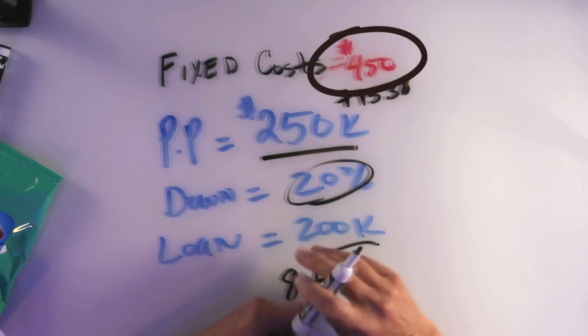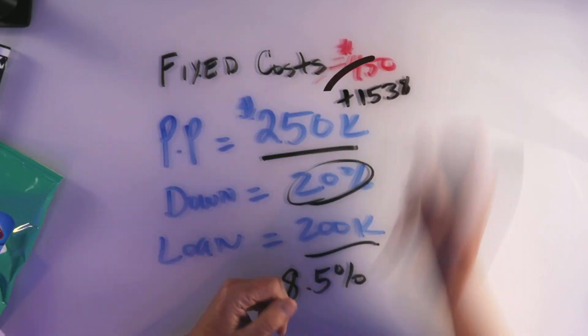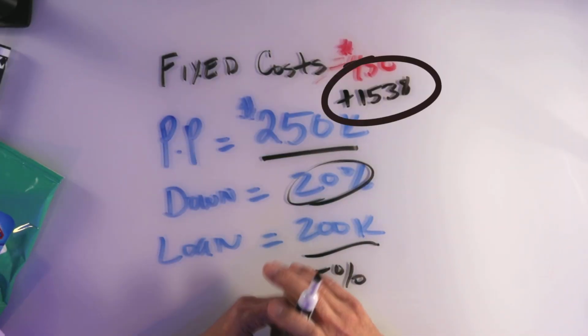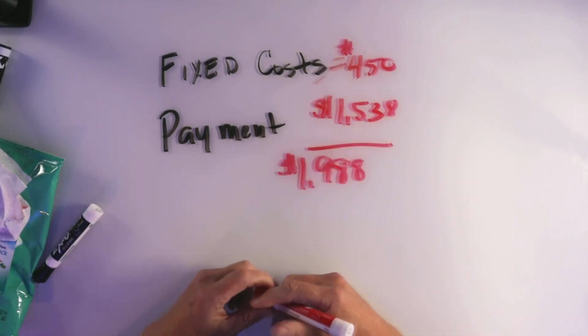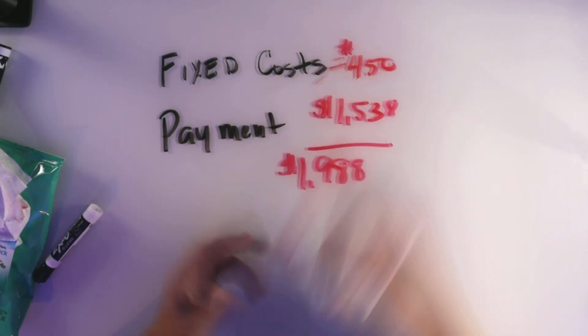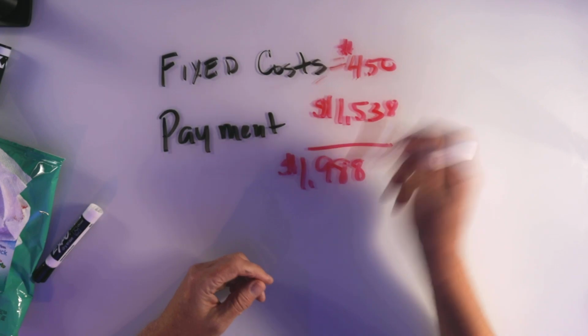Now I know all my expenses. I have the $450 for my fixed costs, taxes, insurance, and in this case flood insurance, and my mortgage payment of the $1,538. As I mentioned, we know our fixed cost. We know our payment now is $1,538. We add those two together and we come up with a total of $1,988. Now we know what our rents have to be to at least break even to get our DSCR ratio 1 to 1.